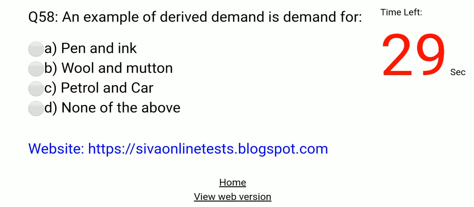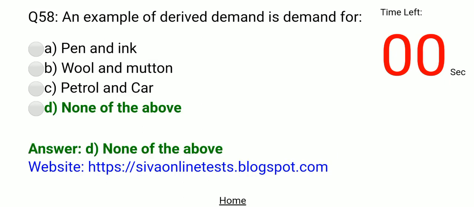Question 58. An example of derived demand is demand for. Options. A. Pen and ink. B. Wool and mutton. C. Petrol and car. D. None of the above. Answer. D. None of the above.